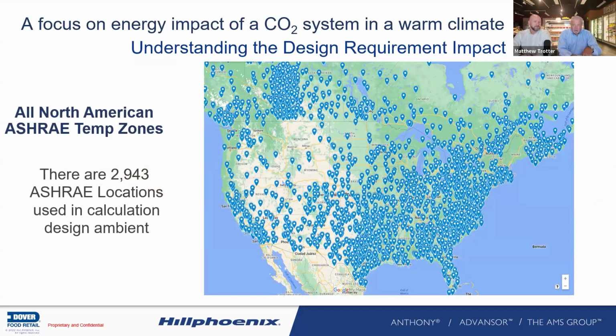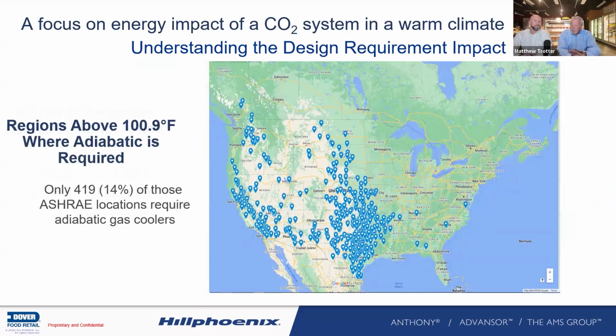So when we talk about warmer climates and how this works, ASHRAE has 3,000 or so points around North America. When we look at those, less than 14% would actually require adiabatic. So the decision needs to go based on your location, based on the capacity or size of your rack. What is the right application for me? Can I do air-cooled? Can I do adiabatic? Can I do air-cooled with another technology to improve the efficiency of the system, but still maintain what we need to do for refrigeration in a warmer climate?